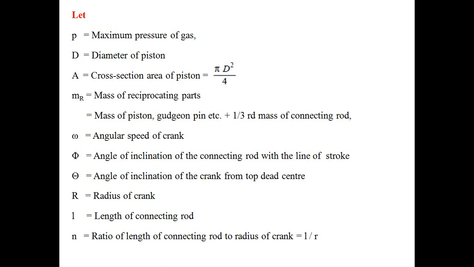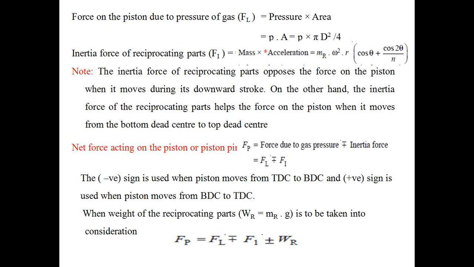Omega is the angular speed of the crank, phi is the angle of inclination of the connecting rod with the line of stroke, and theta is the angle of inclination of the crank from the top dead center. Capital R is the radius of the crank, and small l is the length of the connecting rod, and n is the ratio of l by R. The n ratio you have already studied in the theory of machines chapter, force analysis.